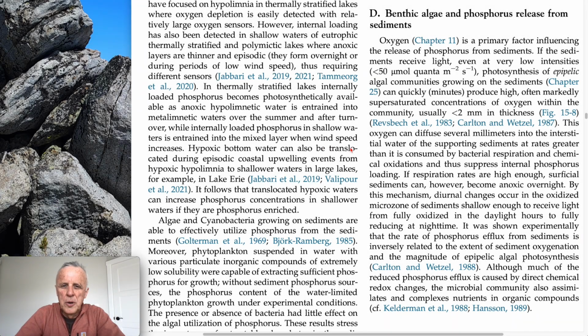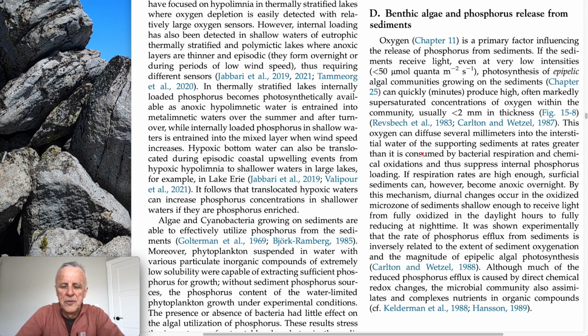Good day, everyone. So we're reviewing Wetzel's Limnology textbook. This is edition number 4. We're on chapter 15, which deals with the phosphorus cycle. And today we'll be looking at benthic algae and phosphorus release from sediments.